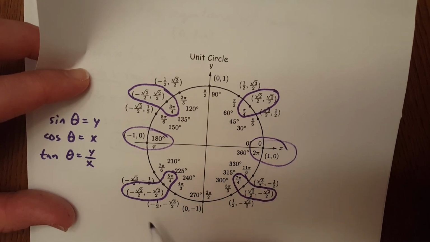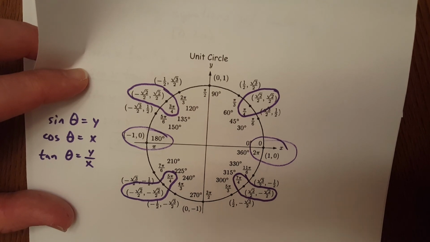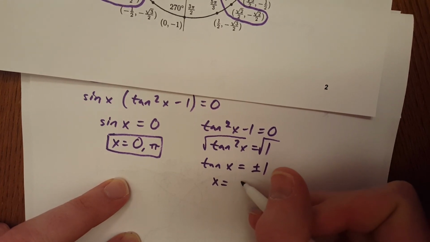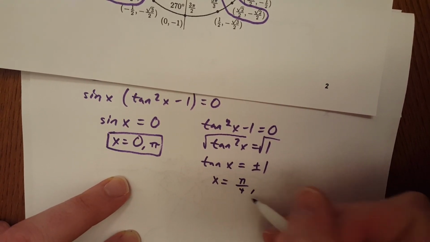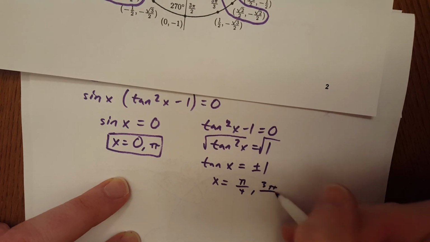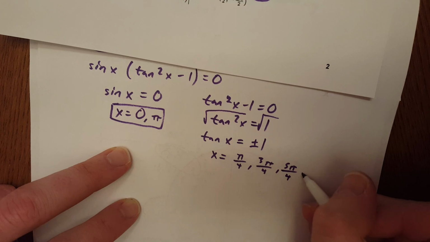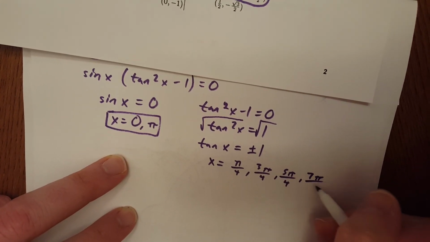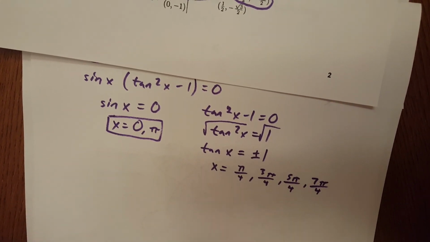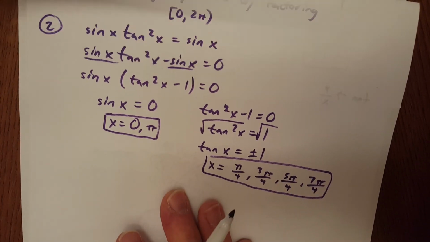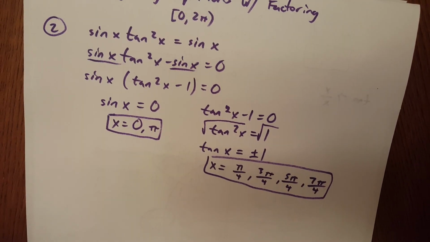So I've got all of my different solutions here now. You can see just from what I've circled that there are 6 solutions. For the tangent mini equation, we are talking about pi over 4, 3 pi over 4, 5 pi over 4, and 7 pi over 4. All of the pi over 4 multiples, 1 in each quadrant, and so we have a total of 6 solutions for our second trig equation.